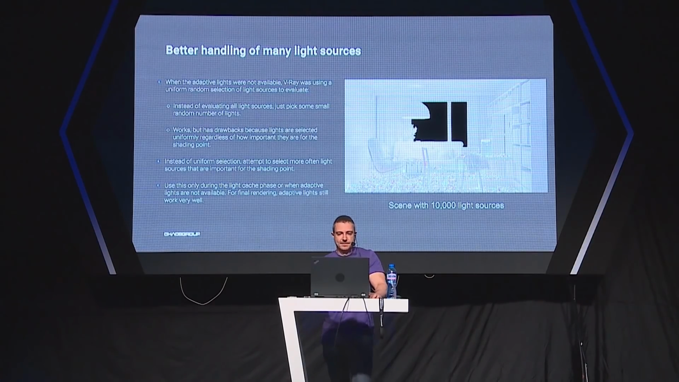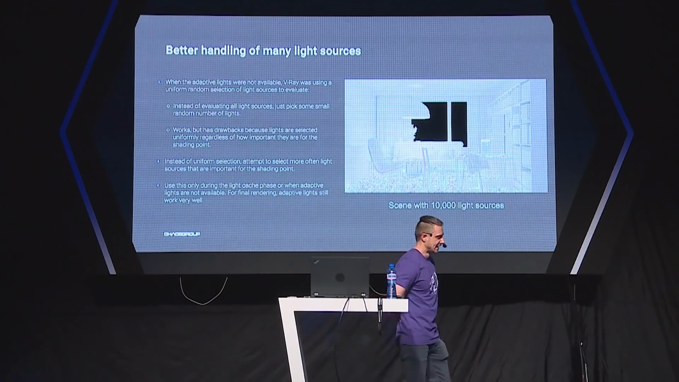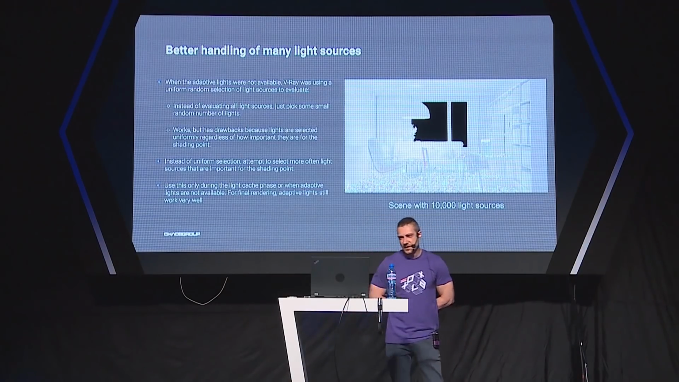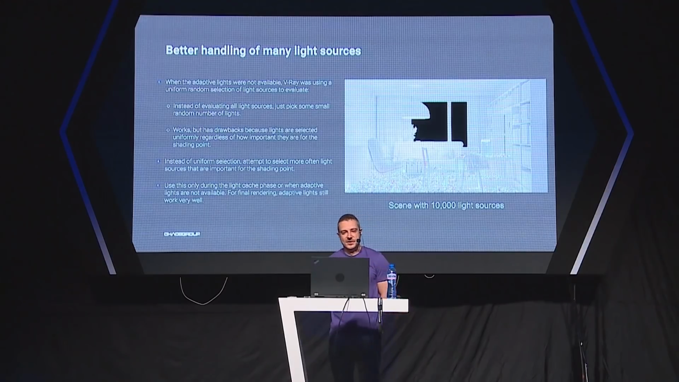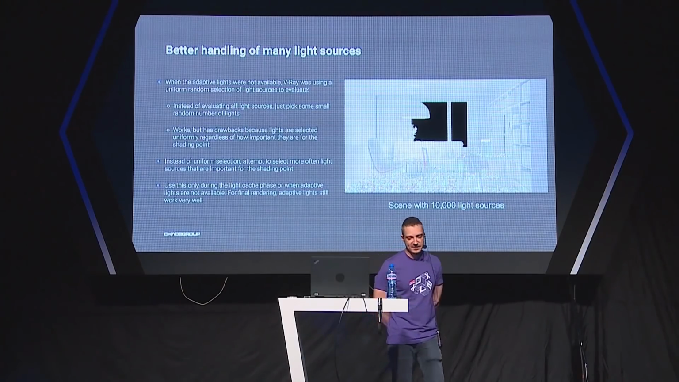Initially, when V-Ray was created, we just did the simplest thing. For every shading point, we go through all the light sources in the scene, we evaluate them, and return the results. At some point, we started doing something different. Instead of evaluating all light sources, we were just picking a small number of lights to evaluate.